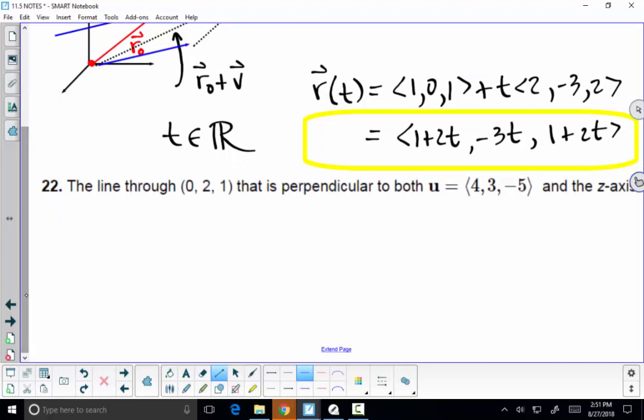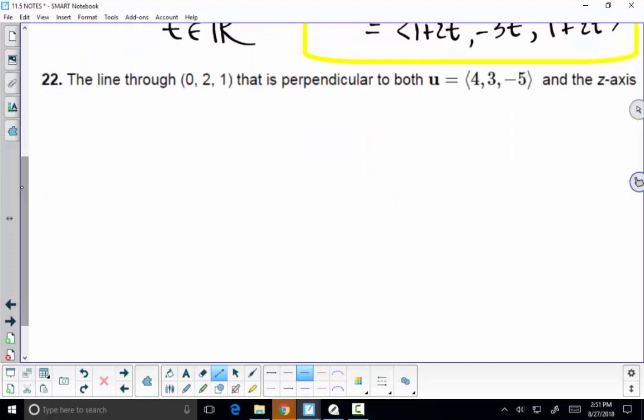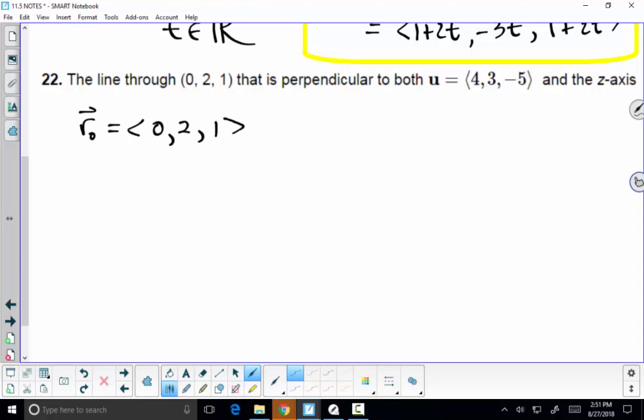So the line through this point that's perpendicular to the z-axis and that vector. Okay, so right away they tell us that we have a point that's on the line for sure. That acts like our R0. So we're going to let R0 be the vector that points from the origin out to that point. So there's R0. We know that's on the line. That's going to act like the origin for the line.